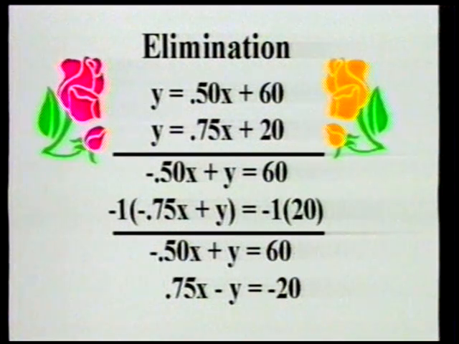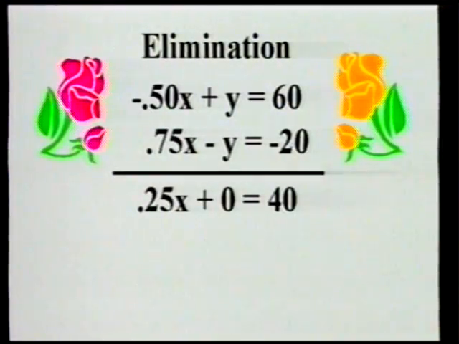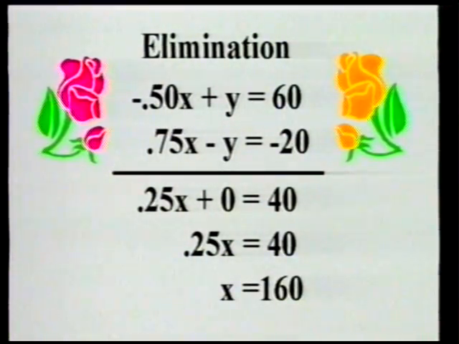Now the process of elimination takes place, resulting when we add those equations together in 0.25x plus 0 is equal to 40. Of course, we don't need to have a 0 represented there because 0 is nothing, and 0.25x equals 40, giving us a solution for x as x equals 160.